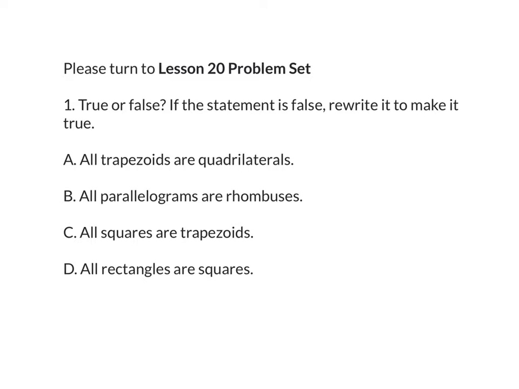So think to yourself. Question A says all trapezoids are quadrilaterals. Is that true or false? Are all trapezoids also considered quadrilaterals? Yes, it's true. So go ahead and mark true. And the reason why that's true is because how many sides do you have to have if you are a trapezoid? 4. And if you have 4 sides, 4 vertices, and 4 angles, you are automatically also a quadrilateral.